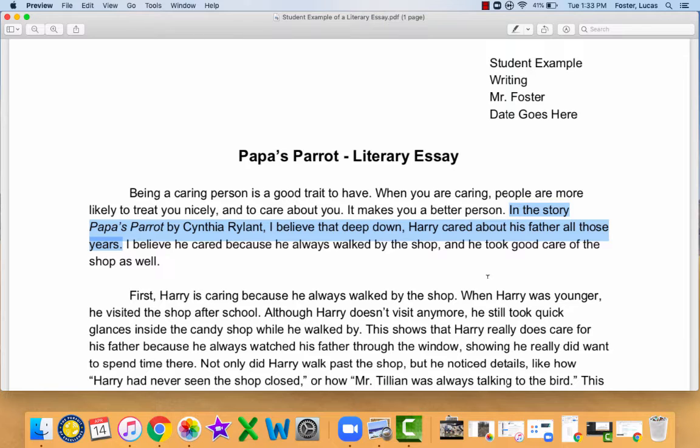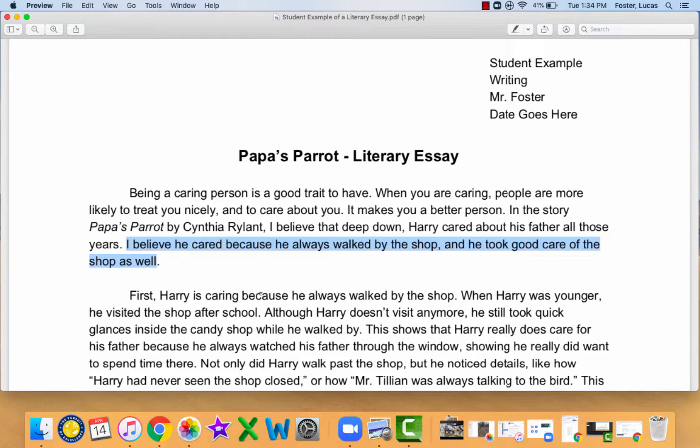Let's read the claim from this student regarding the Puppet's Parrot example. In the story Puppet's Parrot by Cynthia Ryland, I believe that deep down, Harry cared about his father all those years. That is this person's claim. It is their opinion. Their main opinion is that Harry did care about his father through all of those years. Now, with the Three Little Pigs essay, we have three reasons to support that. We have that the third little pig is admirable because one, he is hardworking, two, brave, and three, smart. In this essay, they only had two. So I just wanted to point that out.